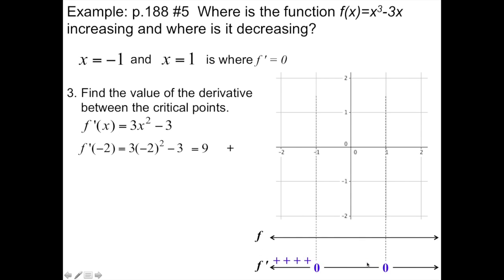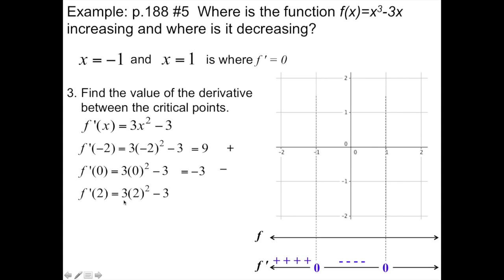Let's take a look at between the critical points. I'll choose 0. I put 0 in. So square 0, get 0, times 3, still 0. Subtract 3 is negative 3. That's a negative number, so I know between the critical points I have a negative derivative, so I must have a decreasing function there. And then on the other side of the critical point, I'll pick 2 again.